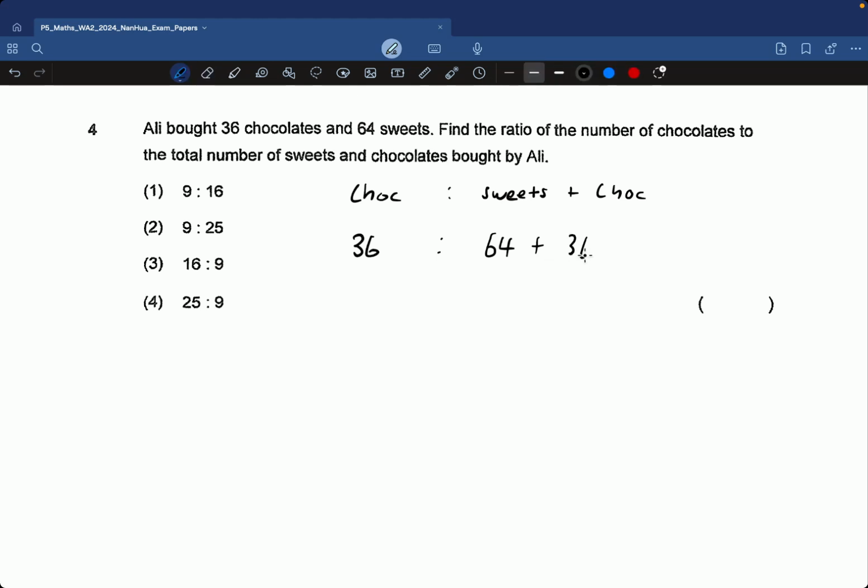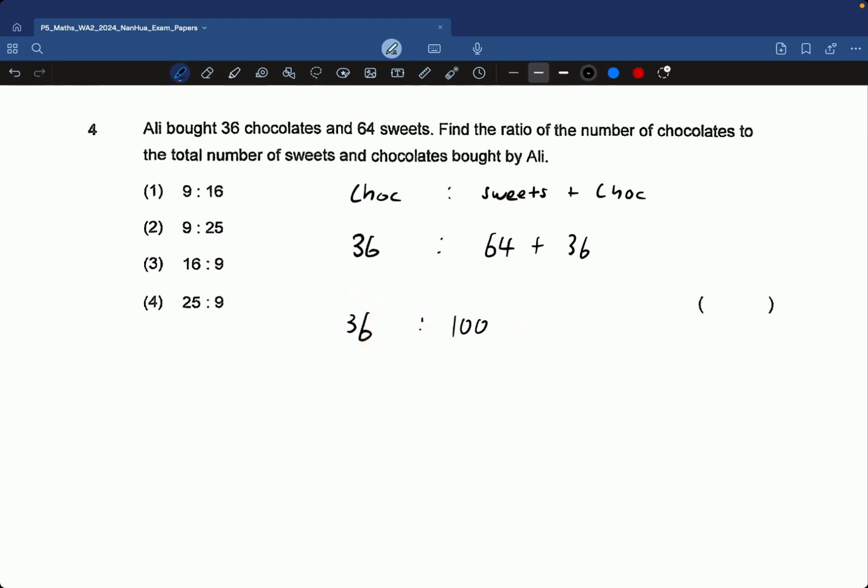So 36 over here. Okay, and this basically gives us 36 to the, what do you call this, 100 over here, right? So 64 plus 36 is 100. So what can we do to simplify it over here? So what is the common factor in 36 and 100?